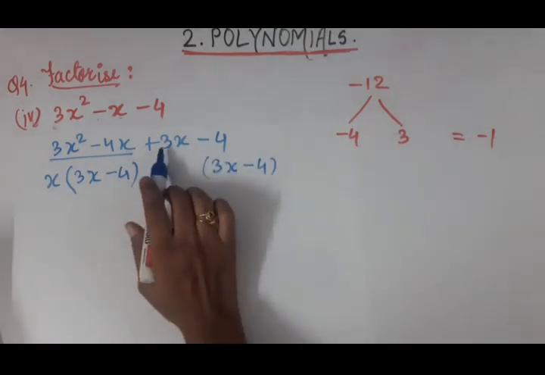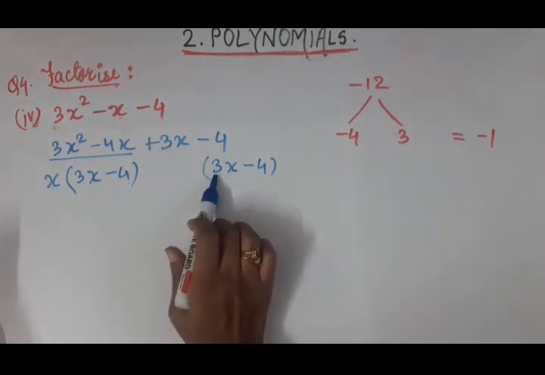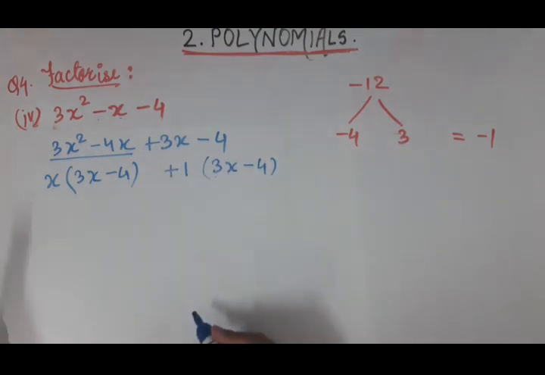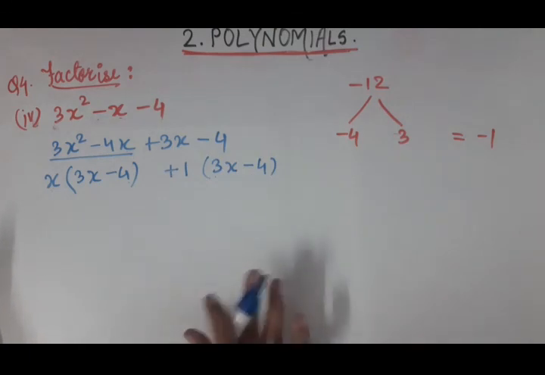Now, see here, adjust the term. Here it is plus 3x, here also plus 3x. So, I have to simply multiply that with 1, that is plus 1. Okay, 1 into minus 4, minus 4. So, we have adjusted the term.